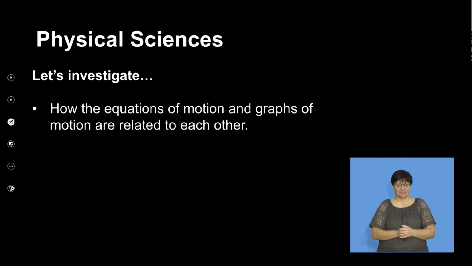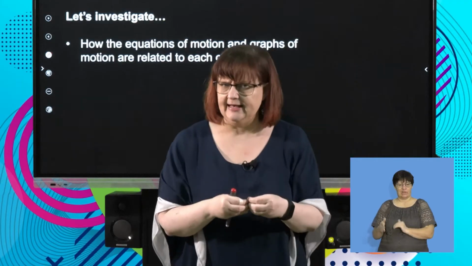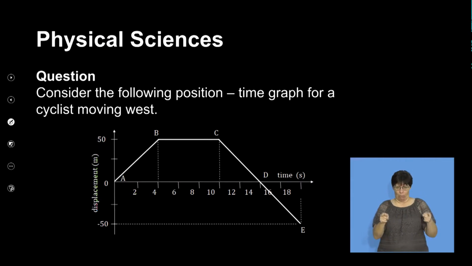So, what we're going to investigate now is how those equations of motion we just looked at are related to graphs. Because I said we can use them instead of graphs, but sometimes we just need to see the connection, okay? We have the position time graph for a cyclist that is moving west. The original displacement is where he's starting from. He moves 50 meters, then he stops for a little bit, and then he goes 50 meters backwards, basically.